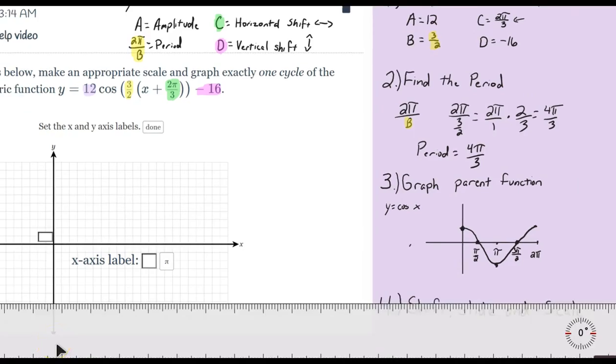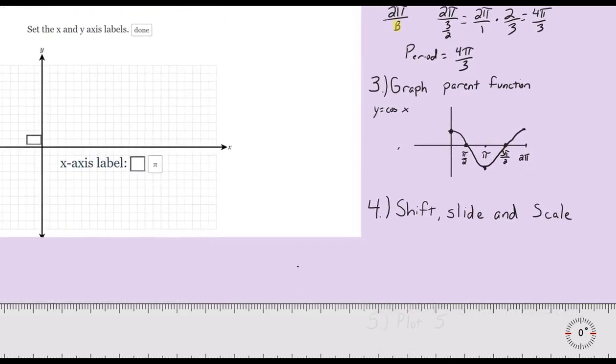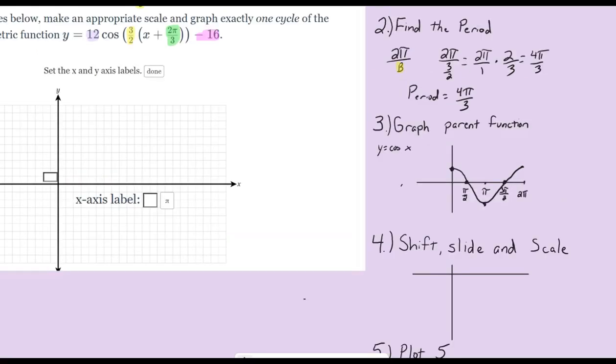Clearly, though, we are doing quite a bit of transformations with the function. So it's not going to end up looking like this. That brings us to step number 4 here, shift, slide, and scale. So I'm just going to draw another coordinate plane like I did here for part 3. Now before I label it, I'm going to look at my horizontal shift, which is right there.